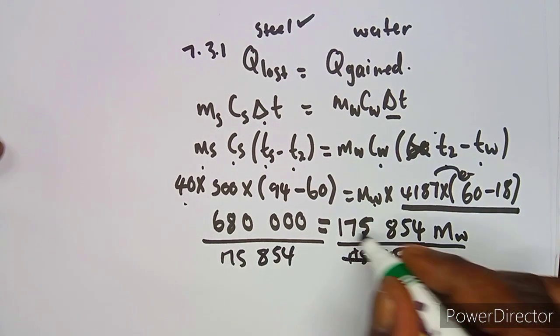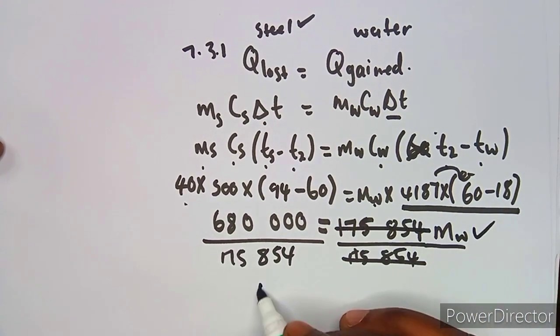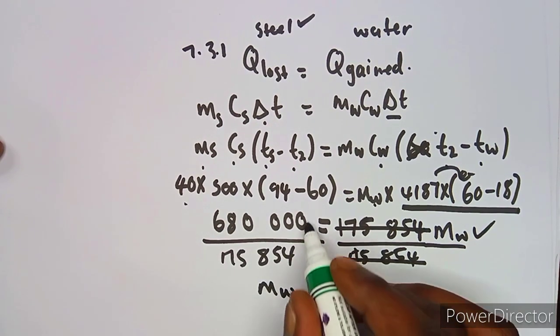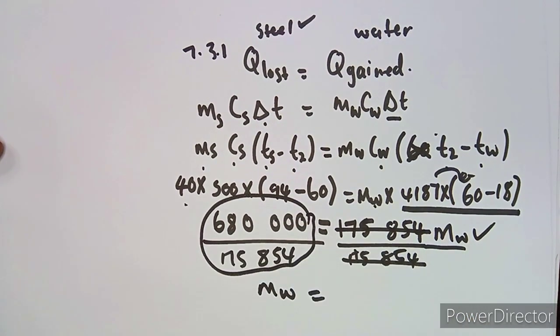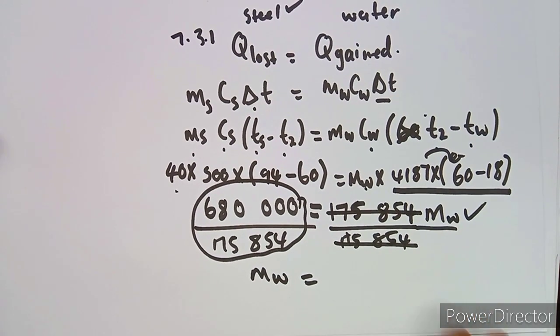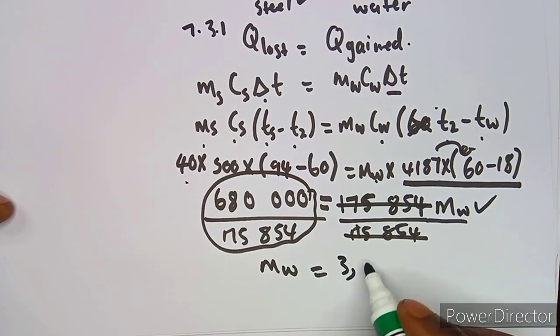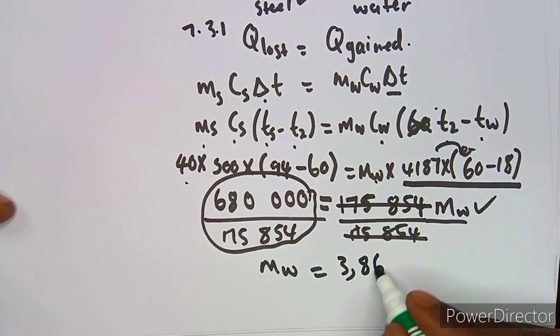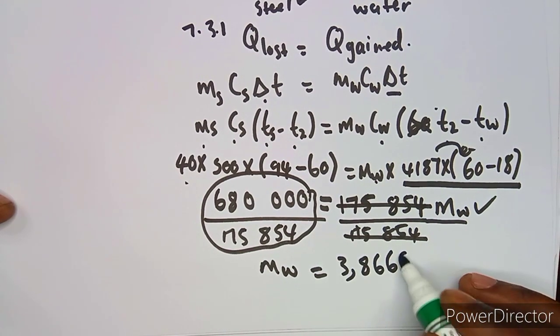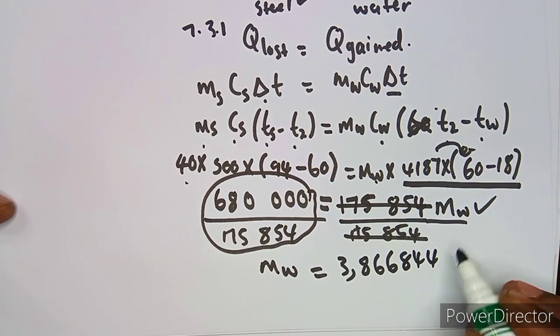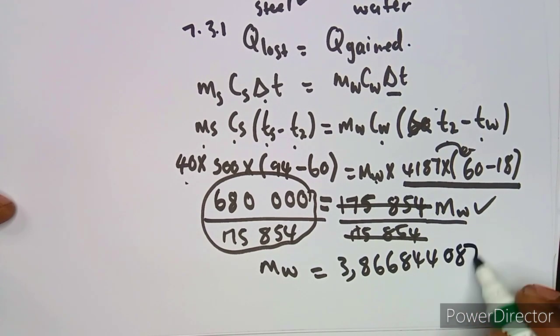175,854. So if you divide both sides, guys, don't freak out. This is going to be the mass of water. You use your calculator here. If you divide properly, you're going to obtain this endless decimal, 3.8666844087, something like that.